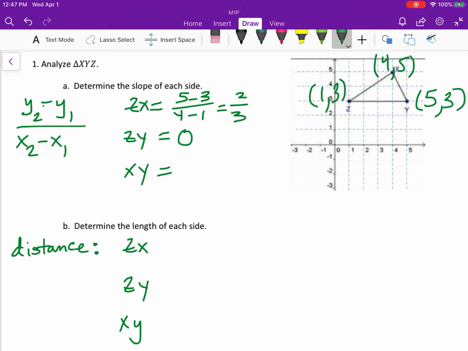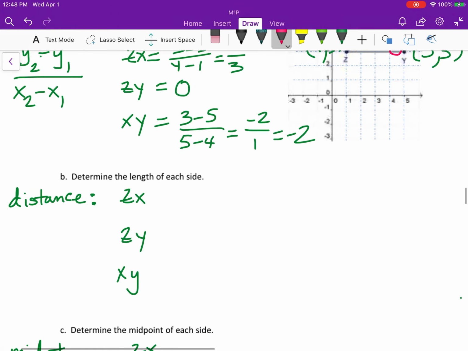Oops, I'm sorry, wrong number. We'll do y2 minus y1, so I'll do 3 minus 5 over x2 minus x1, which is 5 minus 4. 3 minus 5 is -2, 5 minus 4 is 1, and lo and behold, it is -2. Or like I said, you can go down 2 and to the right 1. So see, you can get lucky and do slope just by counting it. So you don't have to do this formula every single time.